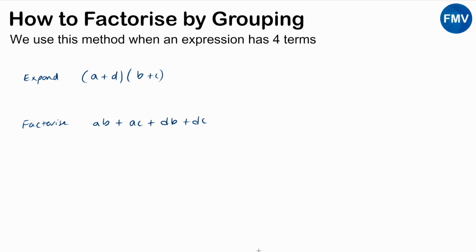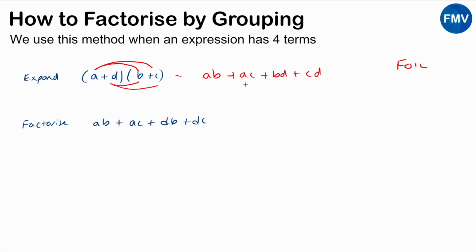So let's look at factorising by grouping. We use this method when we have 4 terms in the expression. Before we start looking at factorising, let's remind ourselves about expanding. So again, if you recall, we're going to use FOIL: firsts, outsides, insides, lasts. Multiply those out: firsts, outsides, insides, lasts.